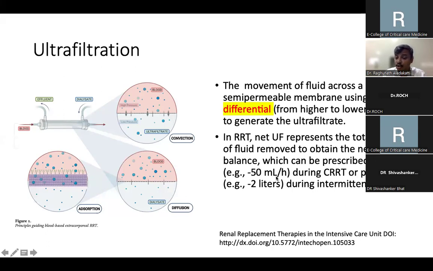That is the dose we can say. We can tell it as the dose of the dialysis. Or in case of intermittent hemodialysis, what we do routinely in most of the ICUs, it is like 2 liters, 1 liter, 3 liters. That is the ultrafiltration. So it's nothing but fluid removal across a semi-permeable membrane.